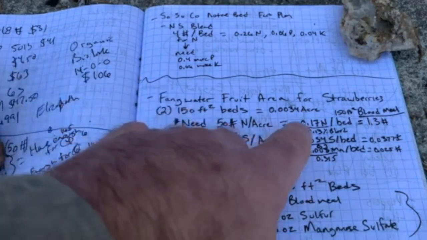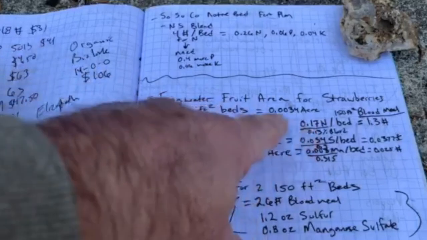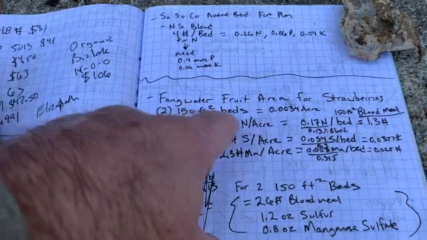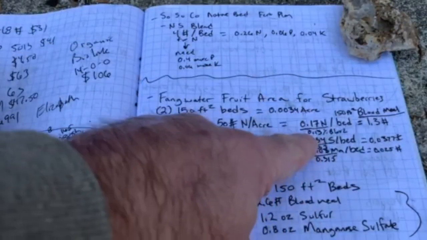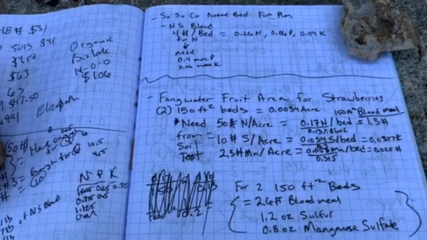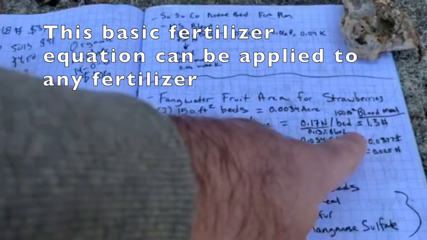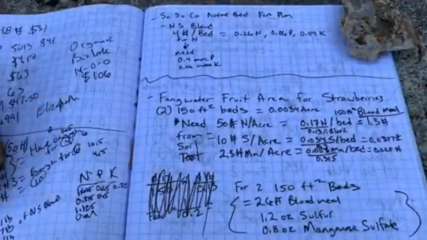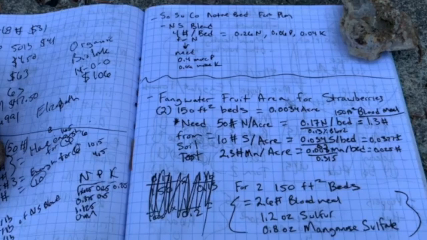So I'll just repeat that again. I need 0.17 pounds of nitrogen per 150 square foot bed. So I divide that by the percentage of blood meal that I'm actually using, of the product I'm using. So when you divide that by that, you get 1.3 pounds of blood meal. So that's how much actual blood meal I need to apply per bed to get 0.17 pounds of nitrogen.